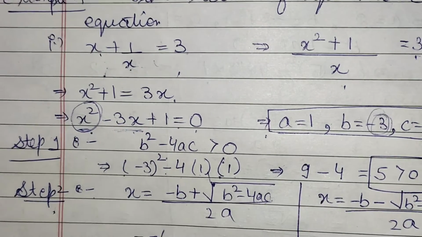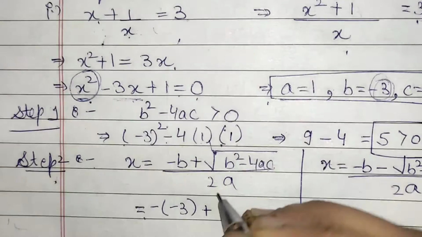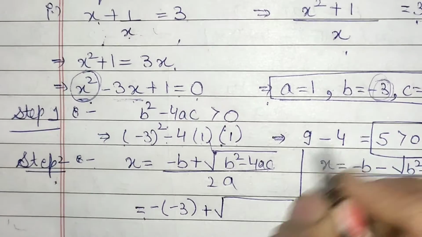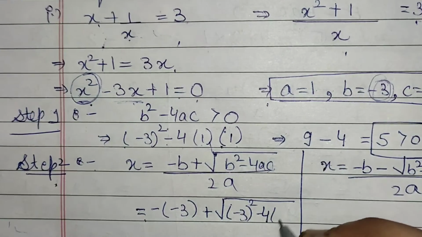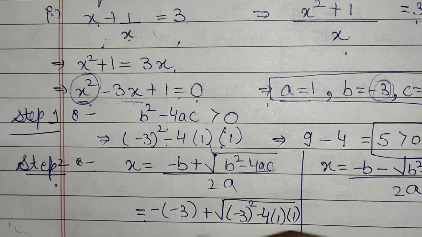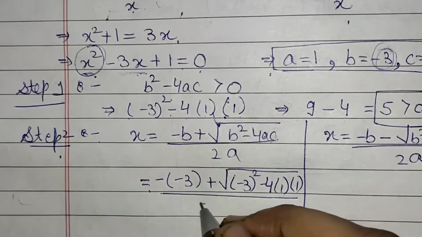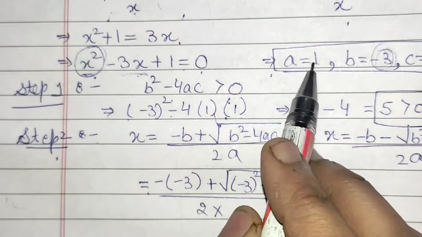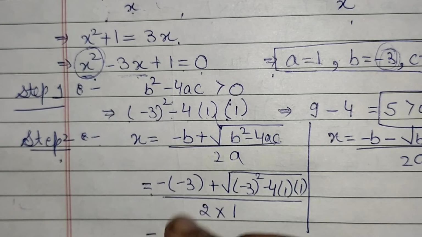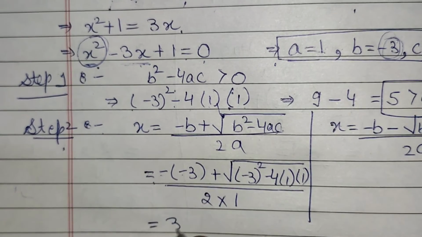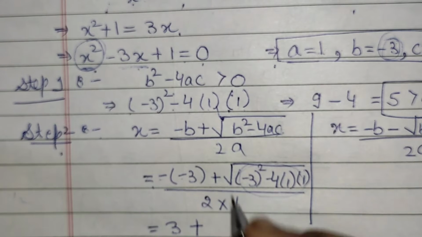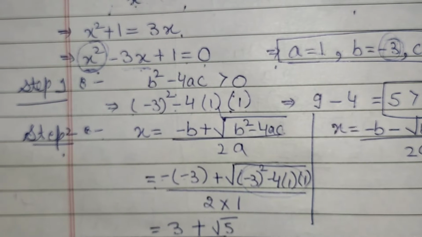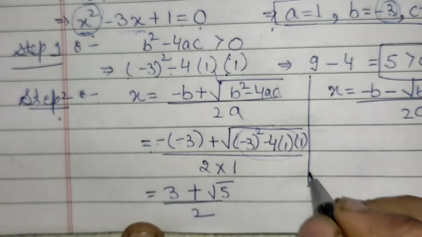b is what? Minus 3, plus under root of b is minus 3 square minus 4a. a is what? 1, and c is also 1, and 2a. a is what? 1. Okay, minus and minus will give you plus 3, plus you have solved this value which was 5, under root of 5, divided by 2.